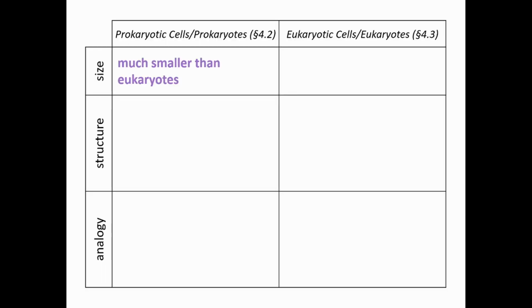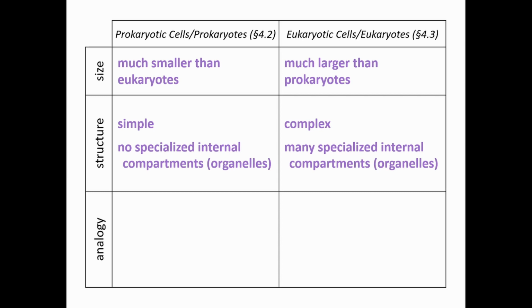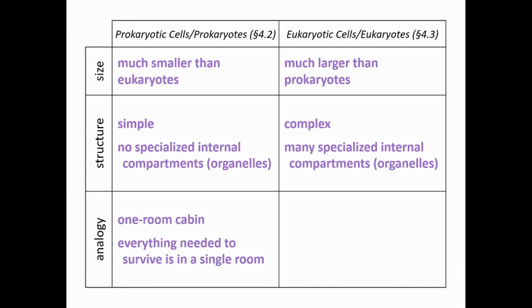So let's kind of look at them, comparing the two together. Again, prokaryotic cells are much smaller than eukaryotes, whereas eukaryotic cells are much larger. The prokaryotic cells are generally simple and do not have organelles, no special compartments, whereas eukaryotic cells are complex and do have a lot of different types of compartments on the inside. And so if you think of the prokaryotic cells, they're kind of like a one-room cabin where everything you need is in that one room.